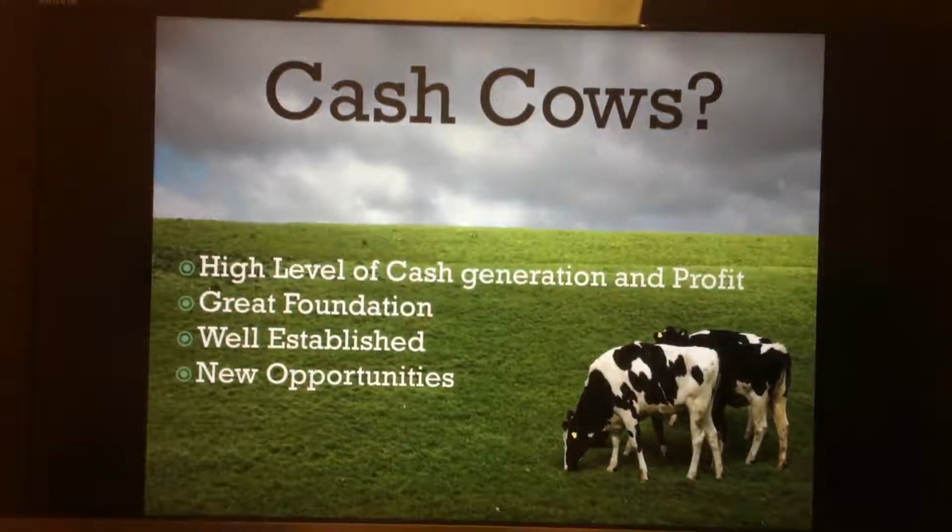Now you must be wondering, what are cash cows? A product with a high level of cash generation and high level of profits is considered to be a cash cow. Thanks to the low growth, the investments should also be low. Often, cash cows are also known as the stars of yesterday and also the foundation of a healthy company. These businesses are considered to be very well established. Since they're popular with the customers, new opportunities can be exploited very easily.